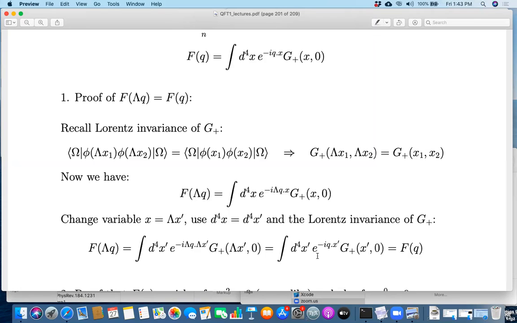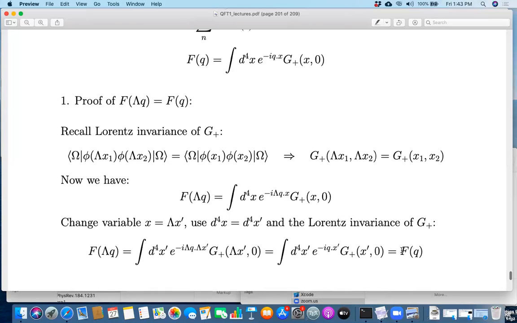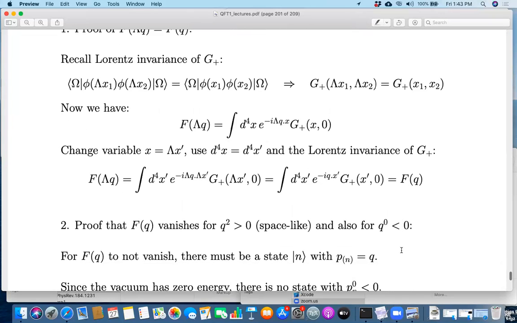And this, of course, is the same as f of q, because x prime is an integration variable, so you can change the name from x prime to x, and that becomes f of q. So this proves that f is Lorentz invariant, that f of lambda q is the same as f of q. Are there questions on this? Okay, so we proceed.